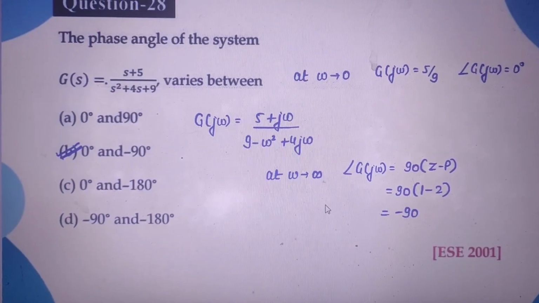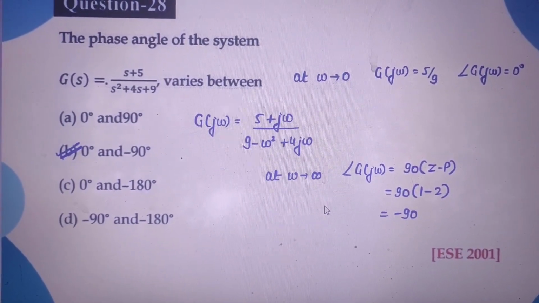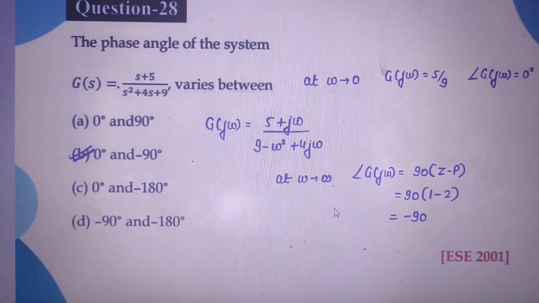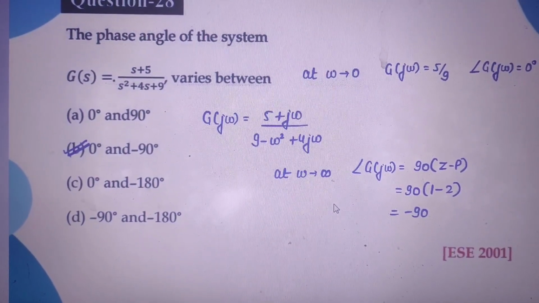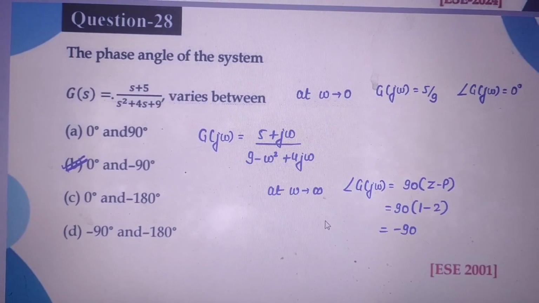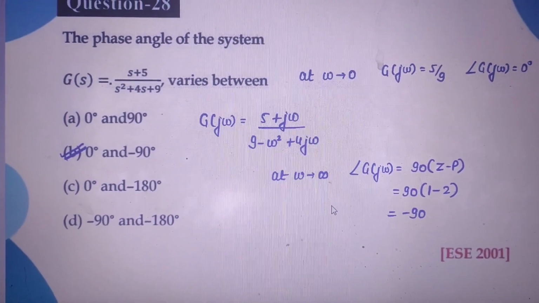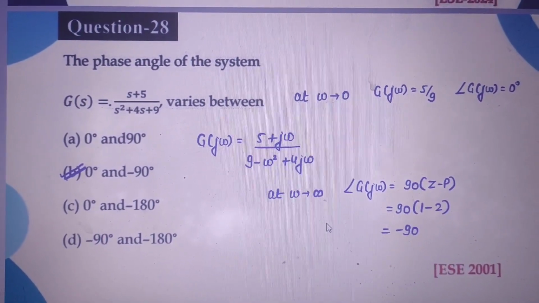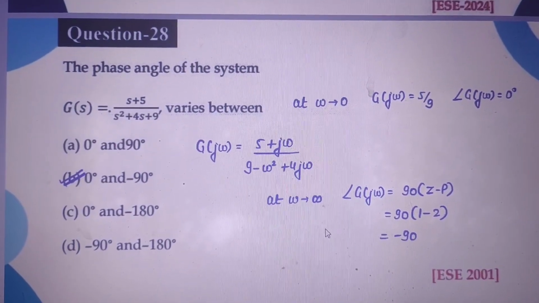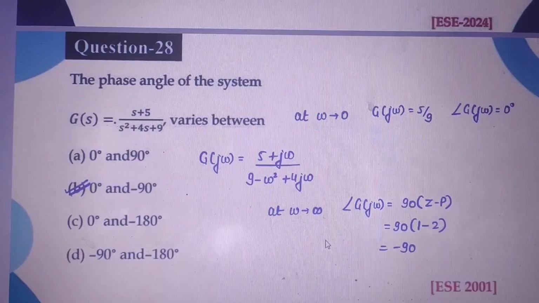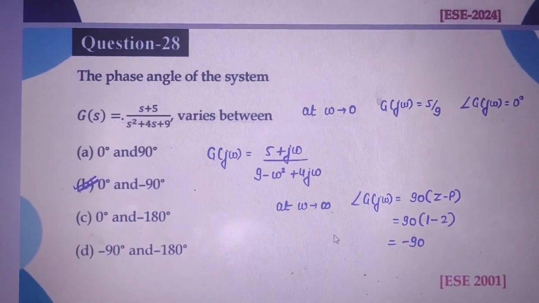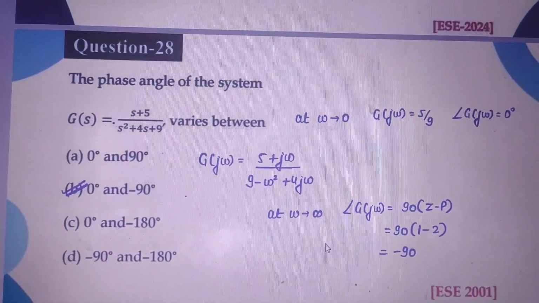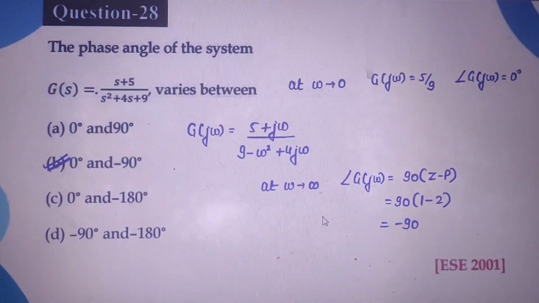Now convert this G of s into G of j omega. Now write omega equal to 0, meaning he is talking about the tail of the system. As omega tends to 0, magnitude will be 5 by 9 and angle will be minus 90 into the type of the system. In G of s, the type is 0. So minus 90 into 0, you will get 0. And to find the angle of the head when omega tends to infinity, the formula is minus 90 into (P minus Z), or you can write 90 into (Z minus P). You will get the angle of head as minus 90 degrees.